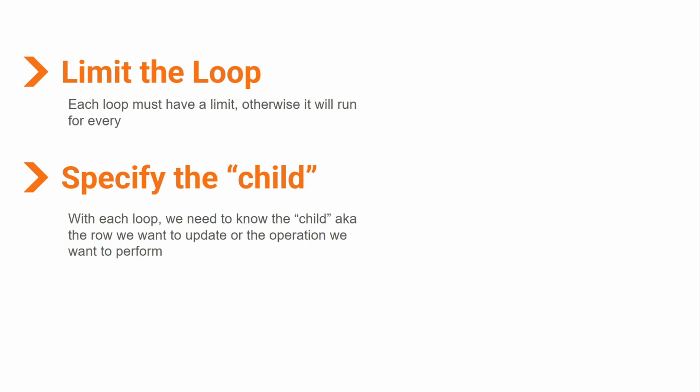So we need to specify the child. With each loop, we need to know the child, aka the row we want to update or the operation we want to perform. Like with each loop, you don't need to give a child a chocolate, and you don't need to necessarily update a row.